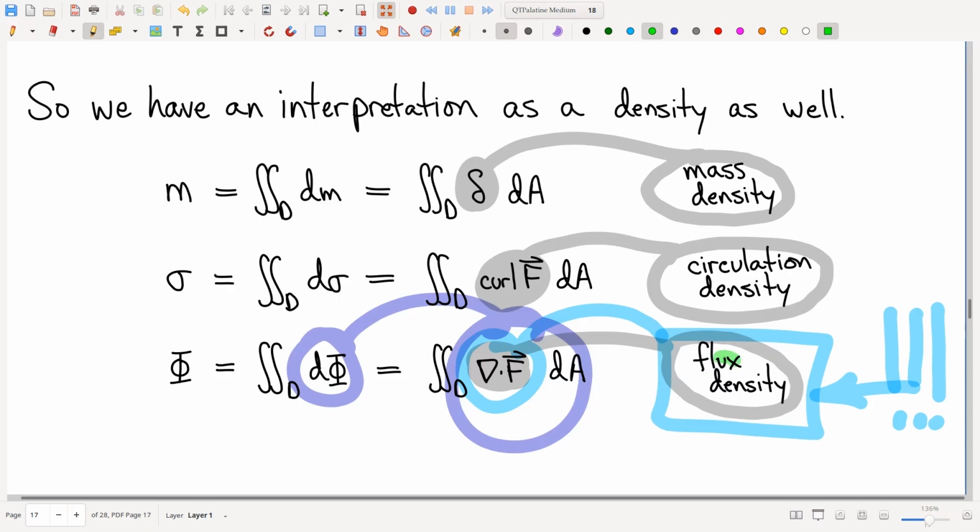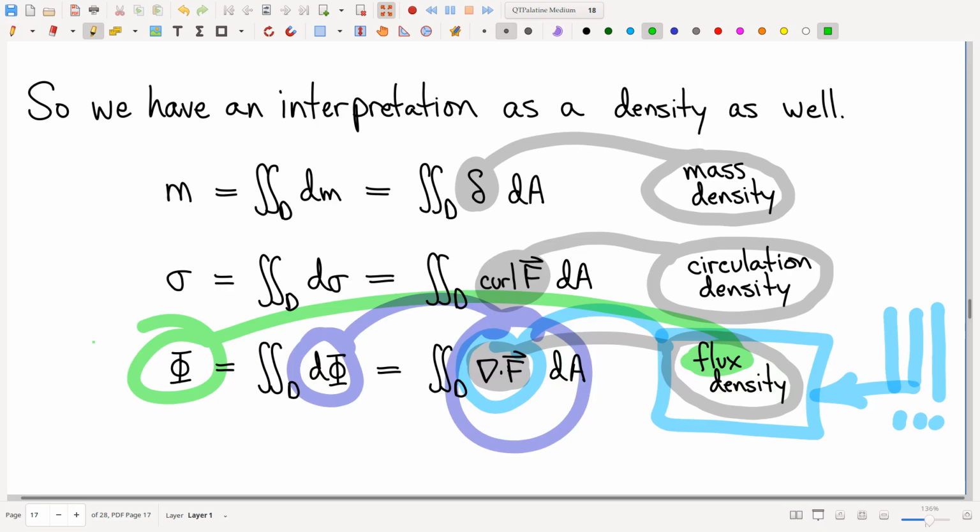And what kind of stuff? Oh, yeah, the stuff is flux. Thus the term flux density. I could not come up with a better term if I tried. I think that's exactly the right way to think about divergence.